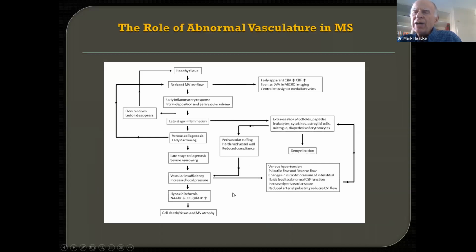I may not have really time to go through all of this, except to point out that when you get narrowing and venous collagenesis, this is basically the beginning of a process that gets worse and worse and worse. And when you get vascular insufficiency, then this turns around into venous hypertension. It has this pulsatile flow and even the reverse flow effect that someone asked about earlier. And this then leads to extravasation of all sorts of things, particularly cytokines, which then causes more damage to the vessels. And eventually you have hypoxic ischemia, and then you have cell death of the tissue.